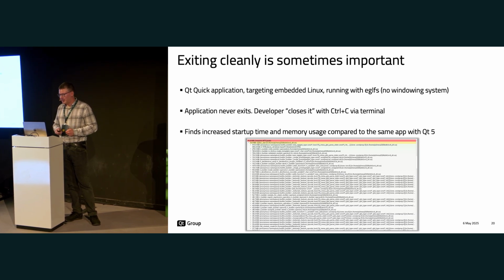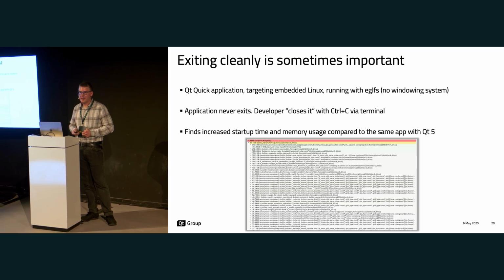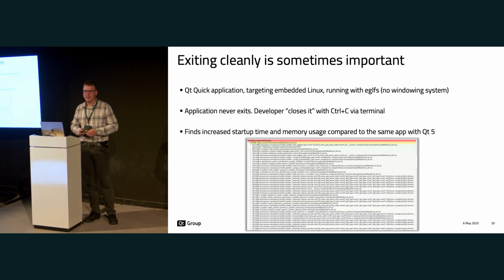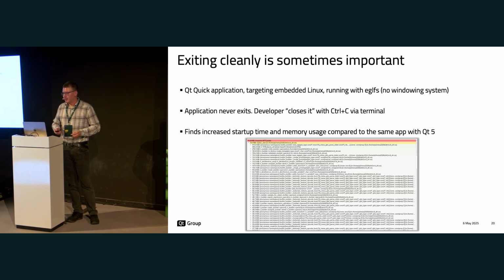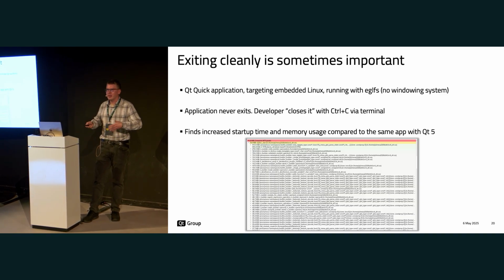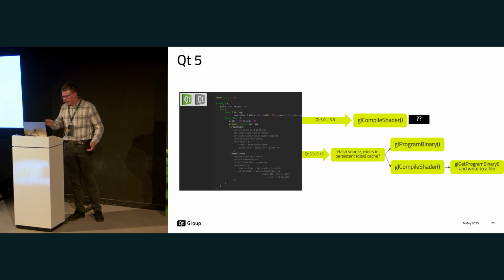And then finally, an interesting thing here. Say you run a Qt application on an embedded device, and you follow the typical workflow of maybe SSHing into that device, starting it, and then you just kill it. It's very common, like you just Control-C from the terminal. And then it was found that Qt 5 is just so much faster, whereas Qt 6 does shader compilation, whereas Qt 5 doesn't.